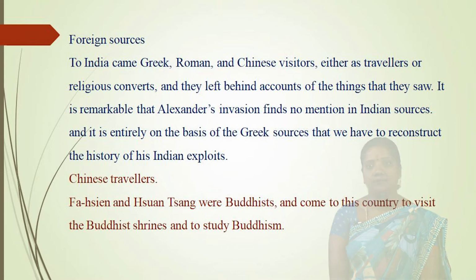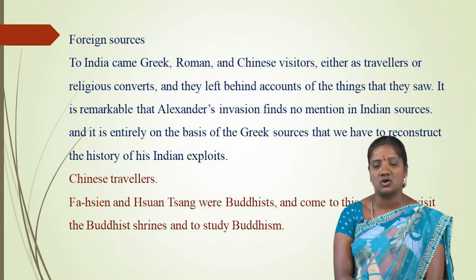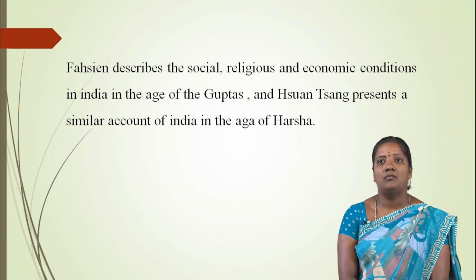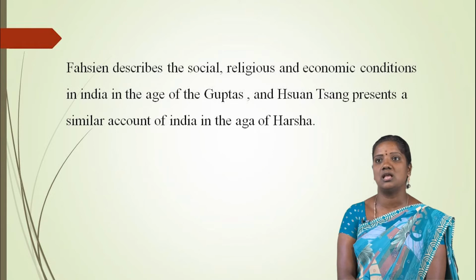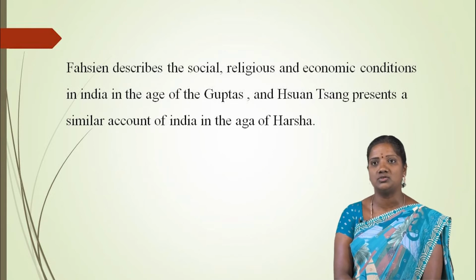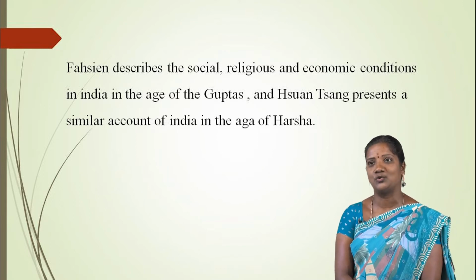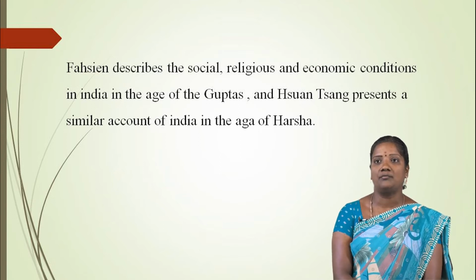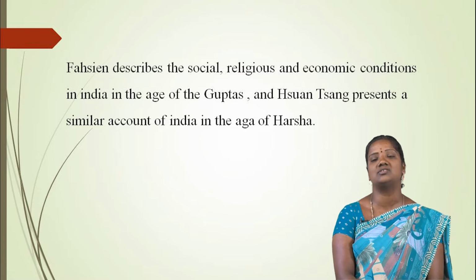Chinese travelers. Fa-Hien and Hiuen Tsang were Buddhists and came to this country to visit the Buddhist shrines and to study Buddhism. Fa-Hien describes the social, religious and economic conditions in India in the age of the Guptas, and Hiuen Tsang presents a similar account of India in the age of Harsha.